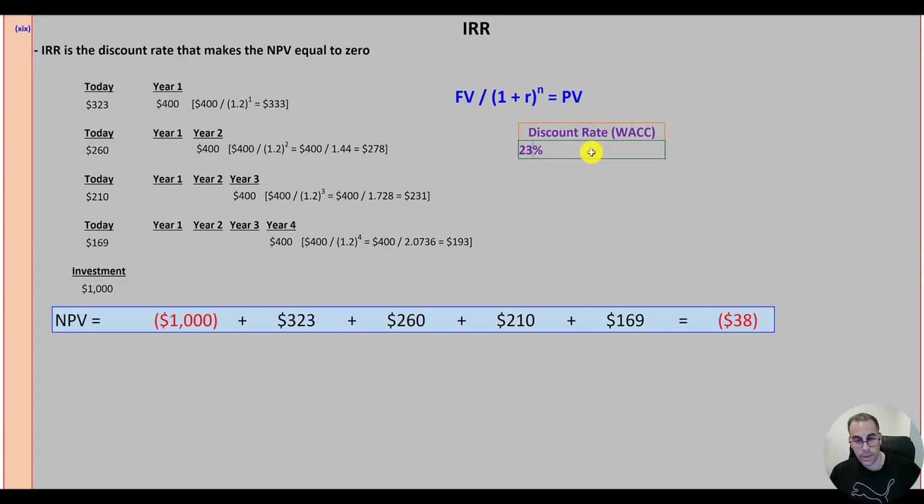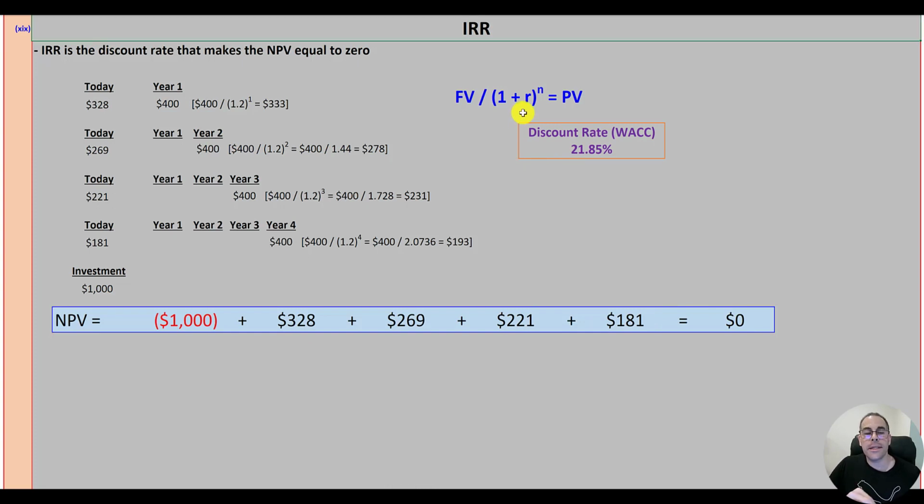Let's lower it to 23%, still too high. Let's lower it to 22%, a little too high. Let's go down to 21.9%, almost there, 21.85%. There it is. The IRR is 21.85%. So now we know the discount rate to make the NPV equal to 0.